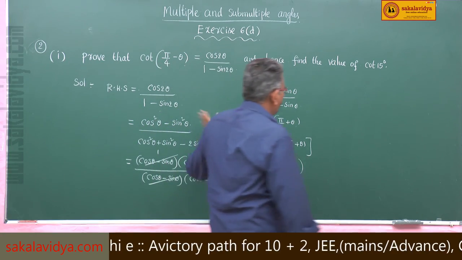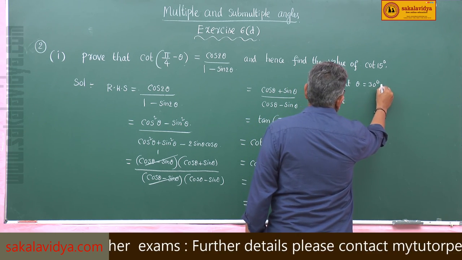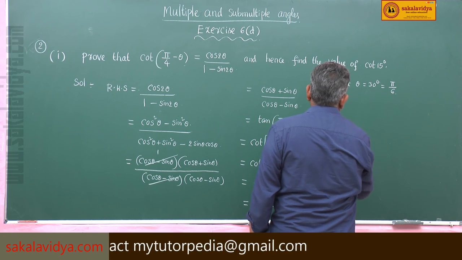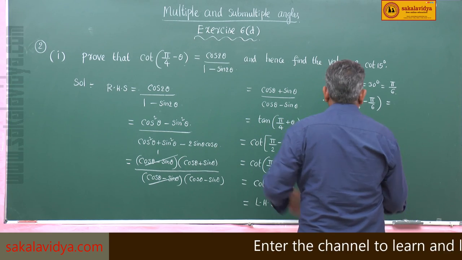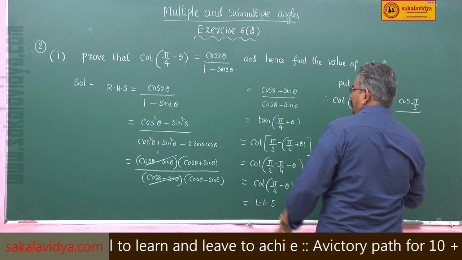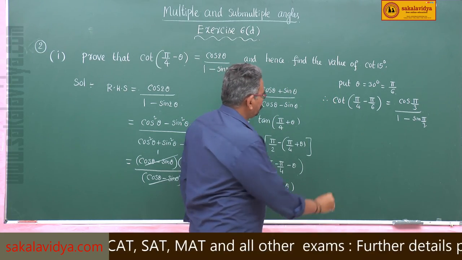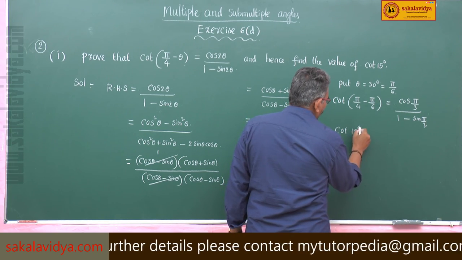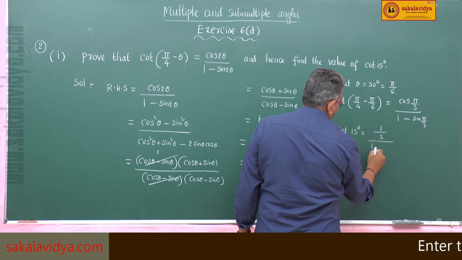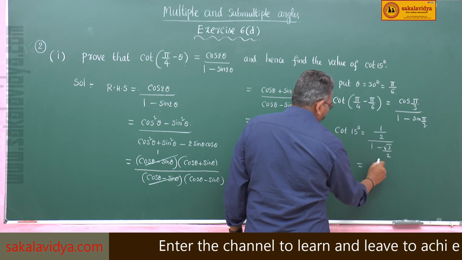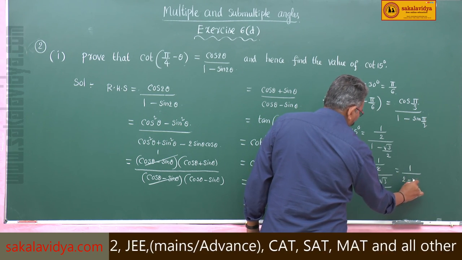So, let us proceed. Now, in this one, put theta equal to 30 degrees. Therefore, 30 degrees is pi by 6, so cot of (pi by 4 minus pi by 6) equals cos pi by 3 by 1 minus sin pi by 3. Here 45 minus 30 is 15, so we can write cot 15, no problem, in terms of degrees. This is cos 60, which is 1 by 2, over 1 minus root 3 by 2, since sin 60 is root 3 by 2. So, 2 is the LCM, giving 1 by 2 by 2 minus root 3. The 2s get cancelled, giving 1 by 2 minus root 3.